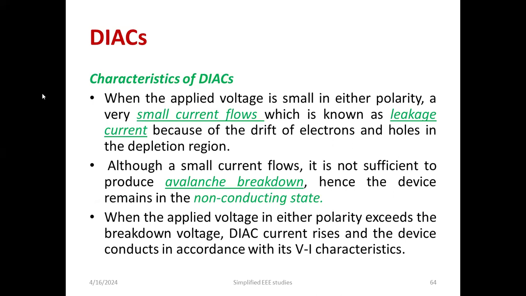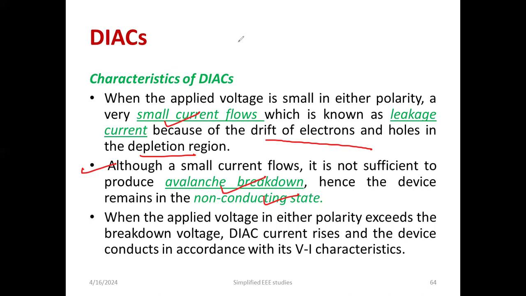Here you can observe that when the voltage applied is small, in either polarity, a very small current flows, which is known as leakage current because of drift of electrons and holes from the depletion region. Apart from that, a small current flow is not sufficient to produce the avalanche breakdown. Hence, the device remains in non-conductive state. You need to apply a certain voltage which crosses that particular limit. Then only the device will be on.